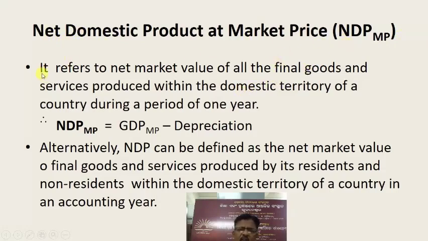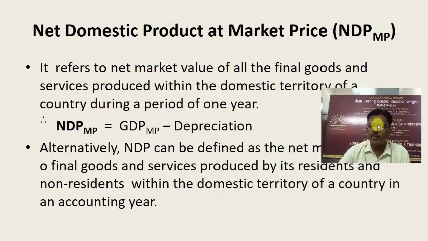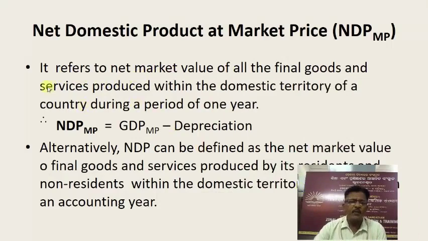So let us first take NDP-MP. It refers to the net market value of all the final goods and services produced within the domestic territory of a country during a period of 1 year. So NDP-MP is equal to GDP-MP minus depreciation. In the net concept, where N stands for net, depreciation will not be a part. So net domestic product is equal to gross domestic product minus depreciation.